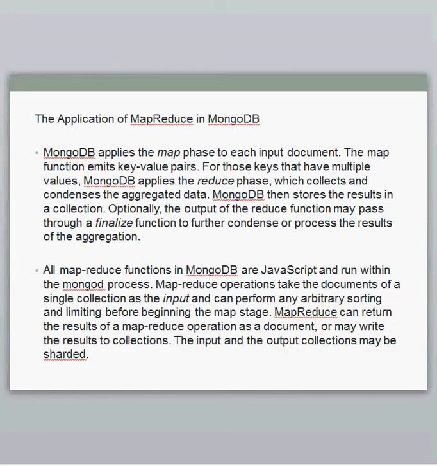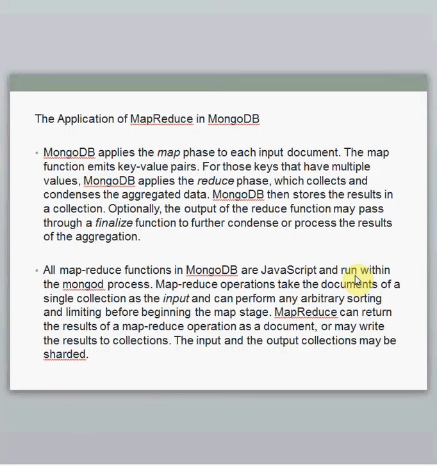MongoDB applies a map phase to each input document. The map function emits key value pairs. For those keys that have multiple values, MongoDB applies a reduce phase, which collects and condenses the aggregated data. MongoDB then stores the result in a collection. Optionally, the output of the reduce function may pass through a finalize function to further condense or process the results of the aggregation. All MapReduce functions in MongoDB are JavaScript and run within the mongod process.